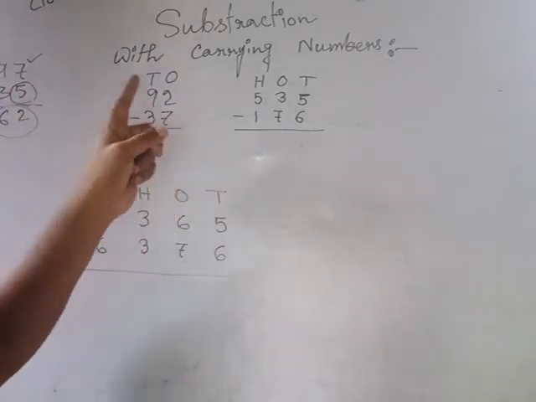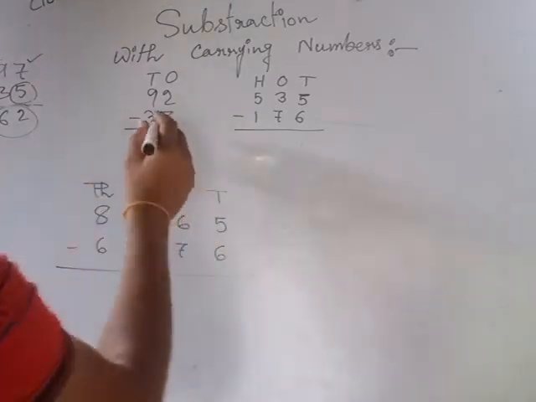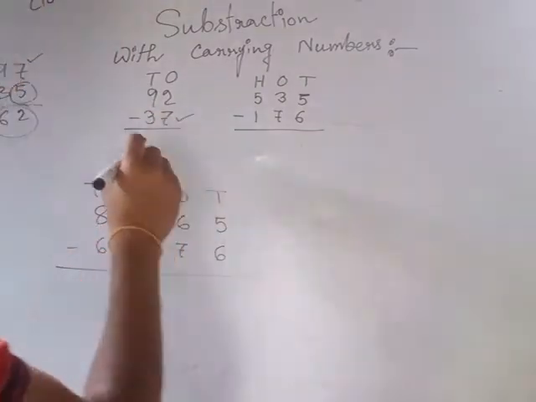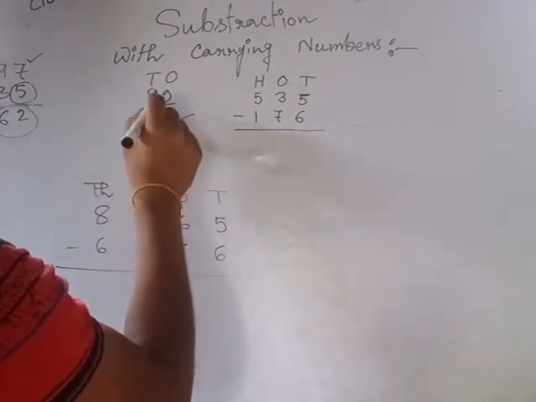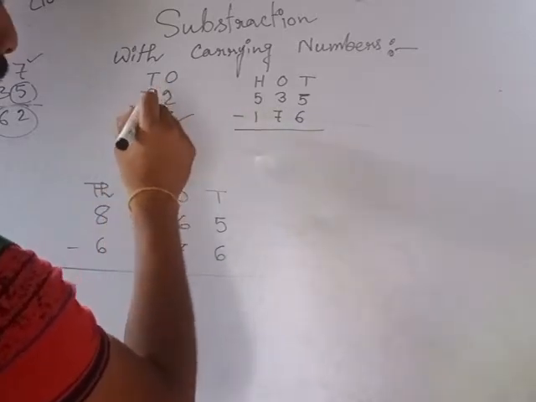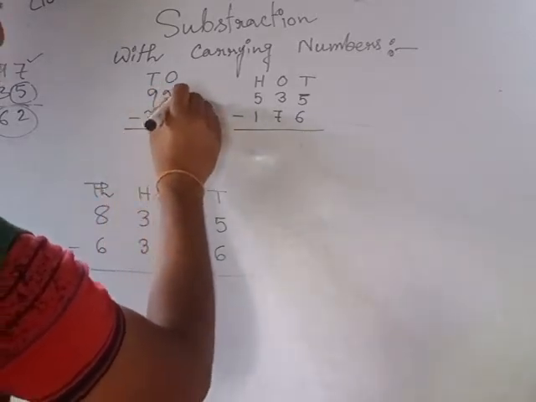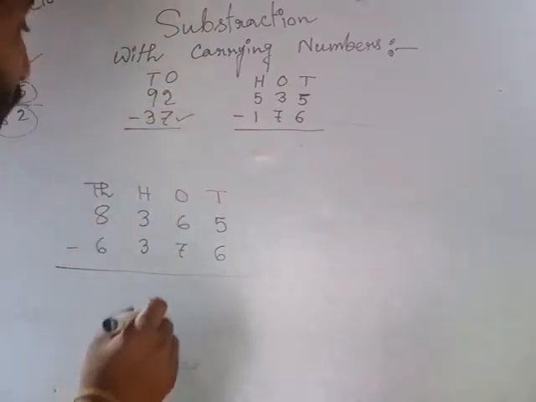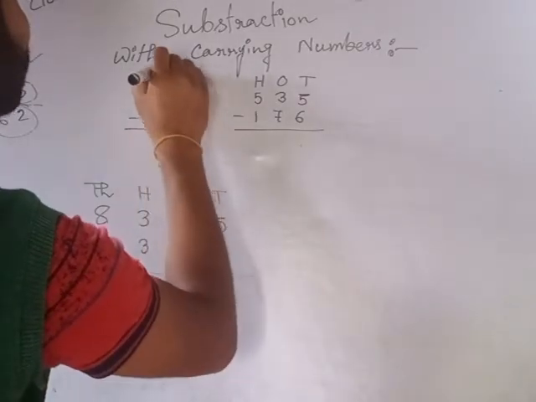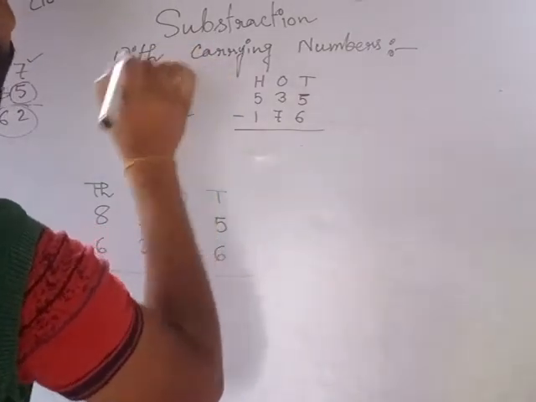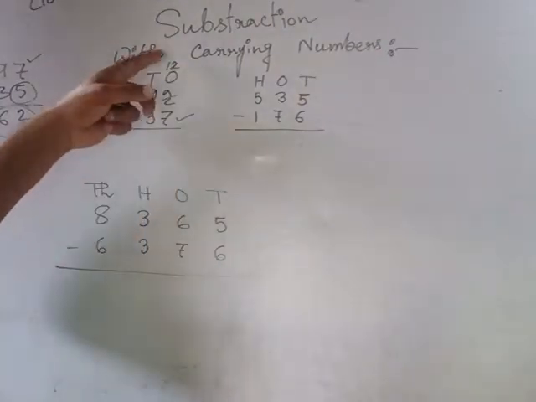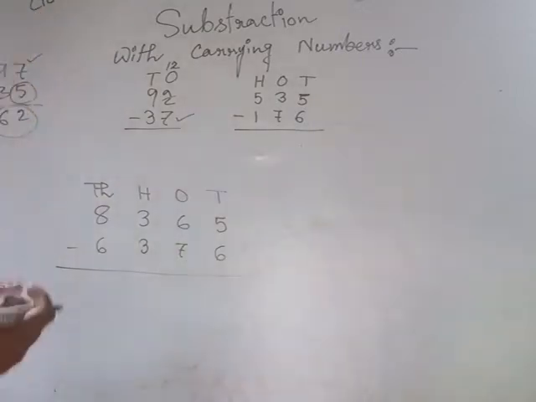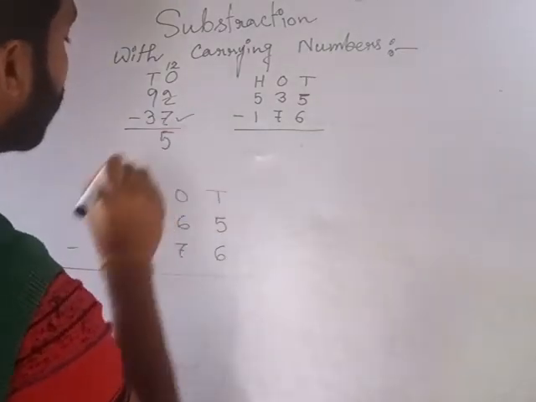But when the subtraction number 7 is greater than 2, or the 2 is less than 7, that means we should subtract 7 from 2. It is not possible. That's why we should take 2 as 12. At this time we should subtract 7 from 12. After 7, that is 8, 9, 10, 11, 12. That means 5 here. So we should write here 5.